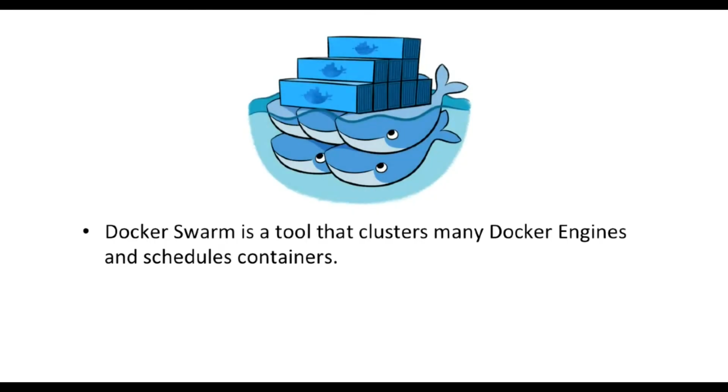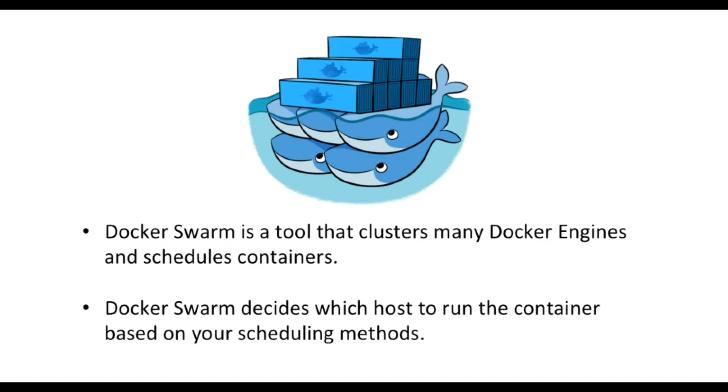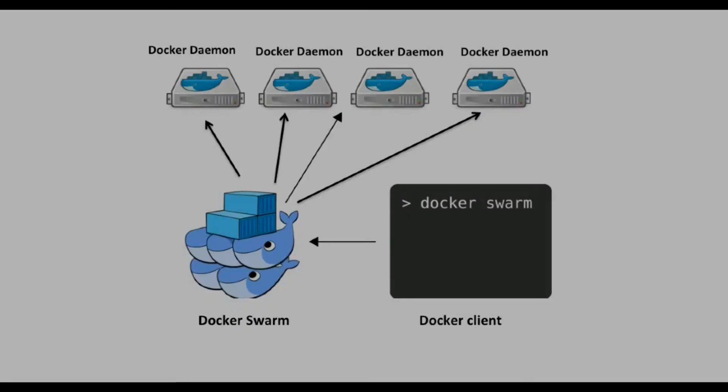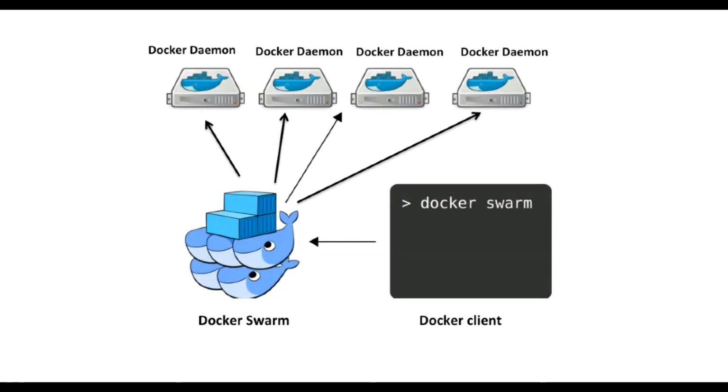Docker Swarm is a tool that clusters many Docker engines and schedules containers. When you run a service through Docker Swarm, Swarm decides which host to run the container on based on your scheduling methods. Let's take a look at how Docker Swarm works. I have some remote hosts in the cloud, and Docker daemons are running on those hosts. And we set up a Docker Swarm manager between the Docker client and those hosts.